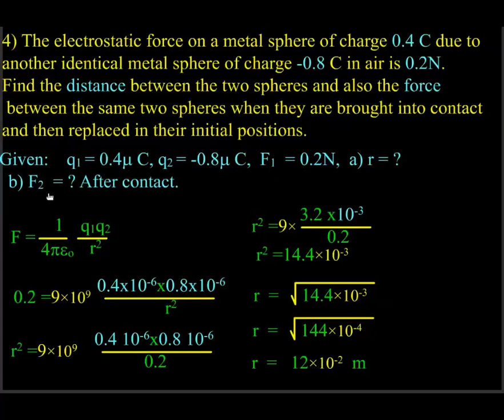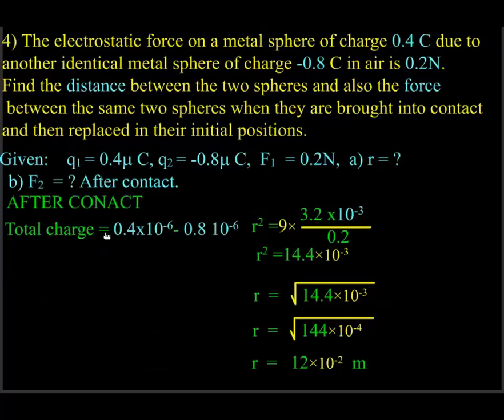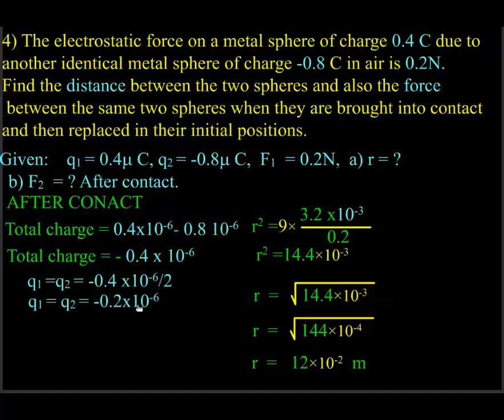Now the second point. What is the force after contact? Now look here. After contact, the total charge is 0.4 minus 0.8 microcoulomb. Total charge is equal to minus 0.4. When this is divided by 2, we will get minus 0.2 into 10 to the power of minus 6. Q1 is equal to Q2 is equal to so much. This is after contact. And F is equal to 1 over 4 pi epsilon naught Q1 Q2 by r square. Here F has to be calculated.